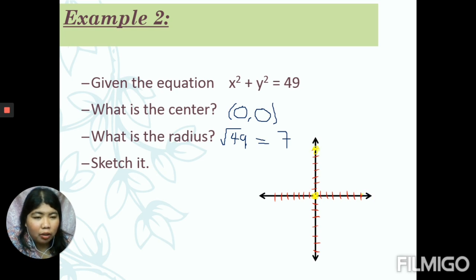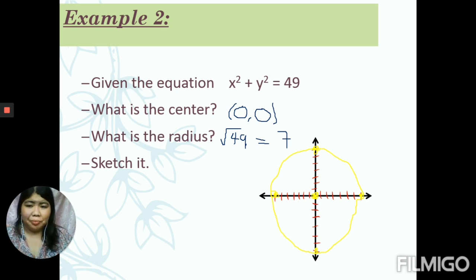Tapos, dito din. 7. Dito din 7. At dito din, 7. Yan. Tapos, i-drawing na yung circle. Siyempre, dun sa compass, mas maganda yung drawing. So, dahil wala tayong compass, ganito lang ang drawing natin. Ayan. So, ayan na po ang ating circle na merong center na 0, 0 at may radius na 7.